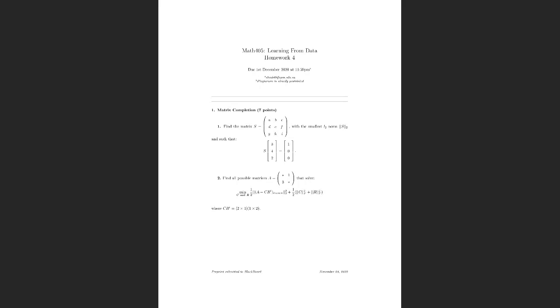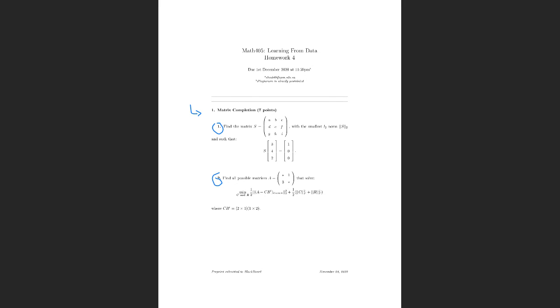So here I'm talking about the fourth homework, which is a short homework. As we said before, we are going to split this last homework in two pieces. The first piece is about sections 3.5, 4.1, and 4.2. The first problem is about section 3.5, which is about matrix completion. We have two sub-questions here.